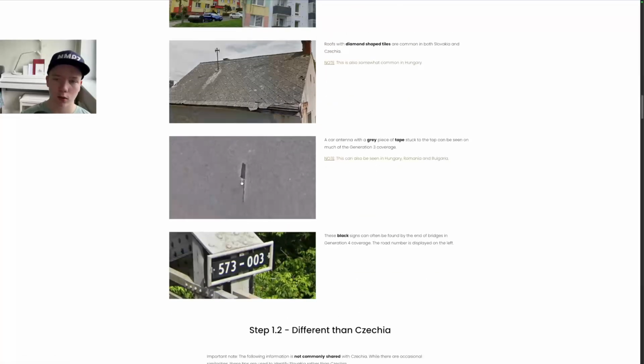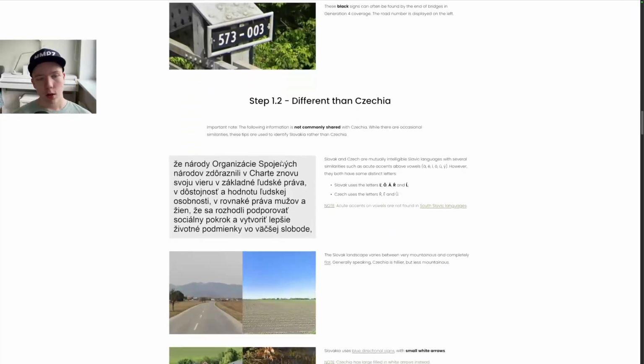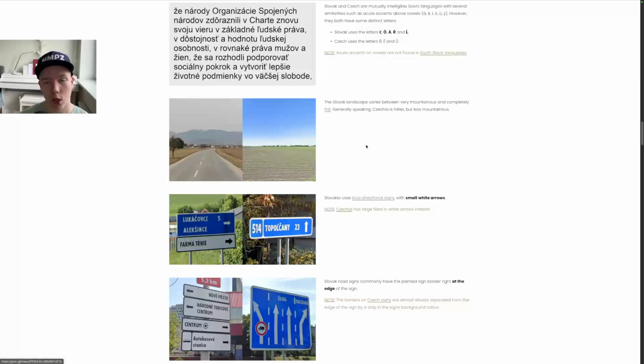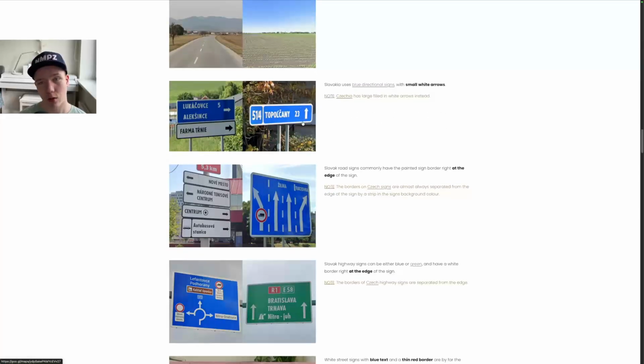Yeah, you can see this as well. This kind of weird antenna with the tape there, but you can see it in a lot of other countries as well. This is the language, it just looks like the kind of general Czech, well, Slavic language. Yeah, in Slovakia you can see kind of big mountains often. In Czechia, I don't think you really ever see actual big mountains, but it can be really flat as well. In Slovakia, these signs are, well, pretty much the same as Czechia, but it's a bit different, I guess.